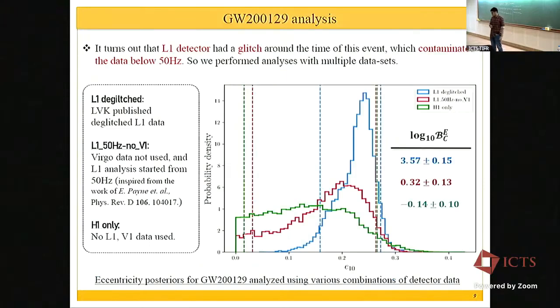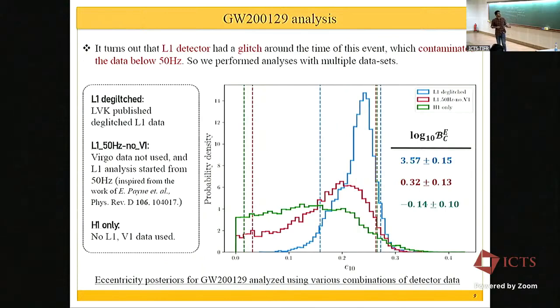Now, it seems as if nature is hell-bent on making our lives difficult, because it turned out that during the time of this particular event, there was a glitch in one of the LIGO detectors called L1, the LIGO Livingston detector. A glitch is basically a spurt of noise in the detector, and this contaminates the data. And it turned out that it contaminated the data only below 50 hertz.